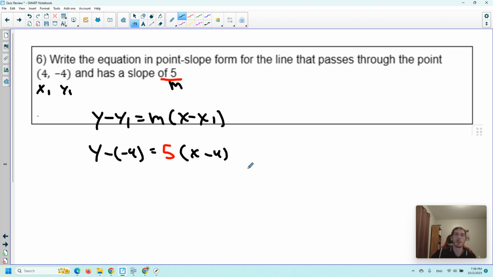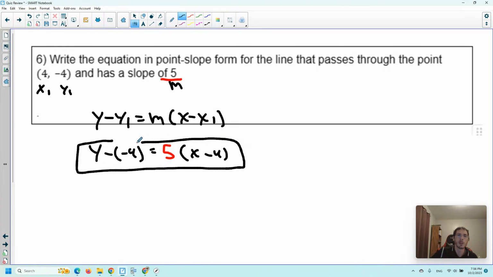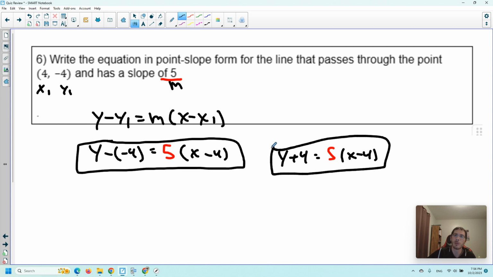You can stop right there. You don't need to do anything else. We don't need to move anything over. We don't need to get y by itself. The only thing you could do, if you want to make it a little bit fancier, is make the two negatives into a plus. Put the 5 back in red. And then x minus 4. And there we go. So either one would be a correct answer. Both of them are nice.